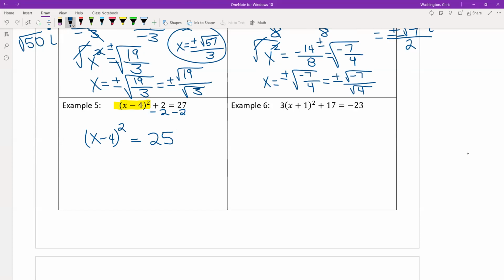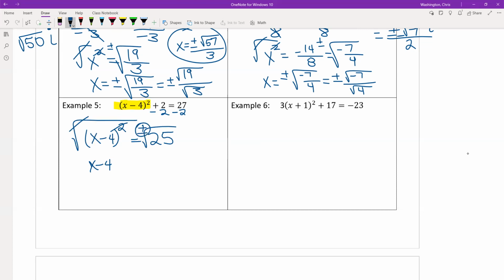So how do we get rid of the squared in all the other problems? We're going to do the same thing. We're going to take the square roots. The squared and the square root are going to cancel each other out. So the left side is just x minus 4. I'm going to take the square root of the right side, and this is the one where it really matters where the plus or minus goes. The plus or minus goes as soon as we take the square root.